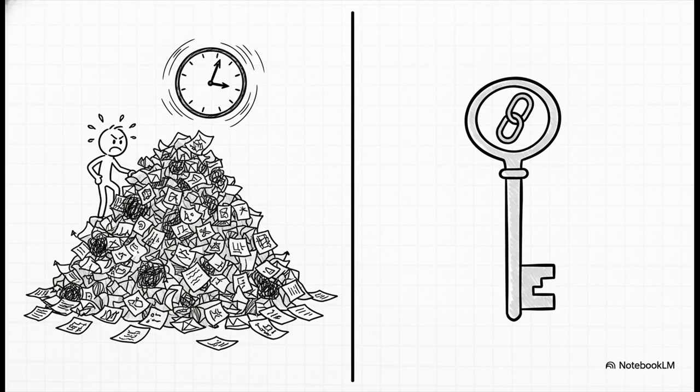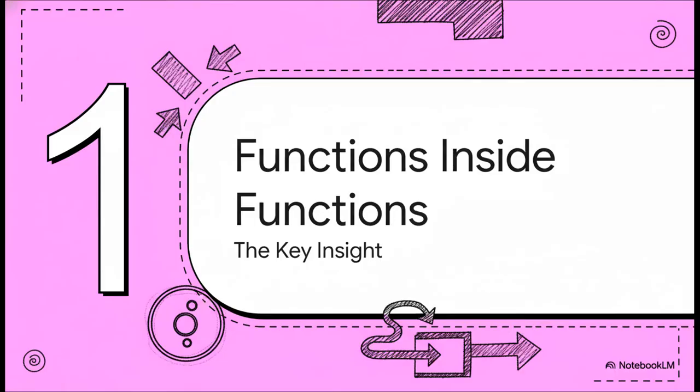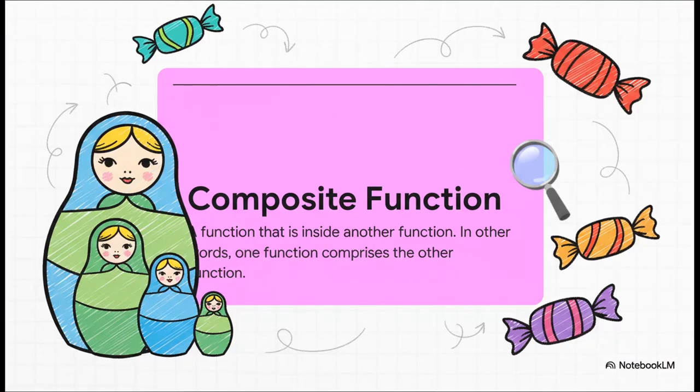And thankfully, there is. The whole key to solving this elegantly is to change how you see it. You're not just looking at one big, messy function. What you're really looking at is a function that's inside another function, and that has a name. It's a composite function. And it's not as scary as it sounds. A composite function is simply one function tucked inside of another one. You know, kind of like those Russian nesting dolls, or maybe something a little tastier.